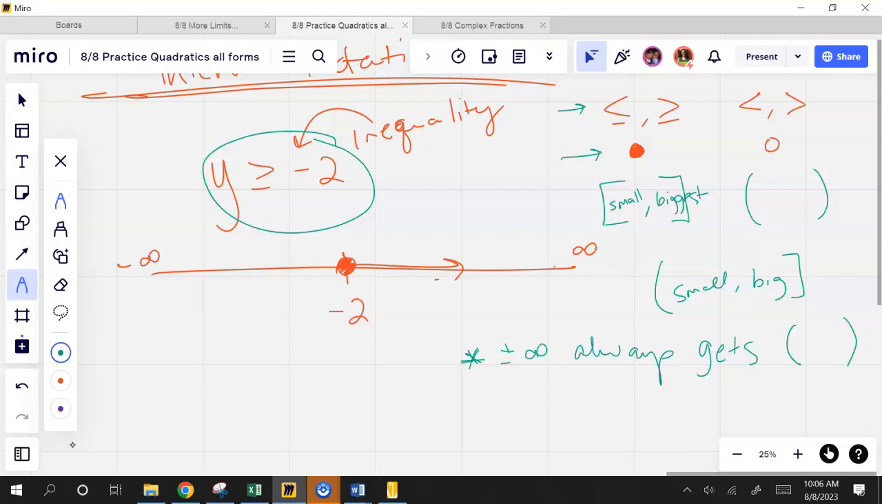All right. So what's the smallest that y can be? Because I start with my smallest. -2. Is it a bracket or a parenthesis? A bracket because it includes it. And then it goes up to what? Infinity. Infinities always get parentheses. There it is.